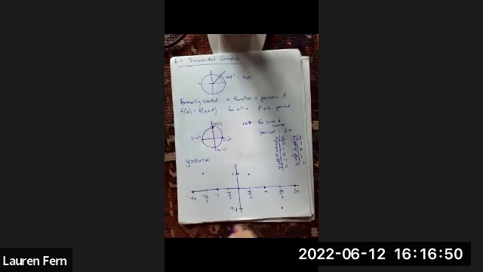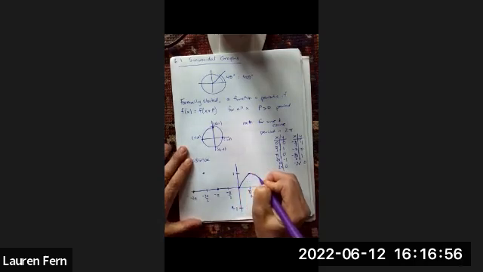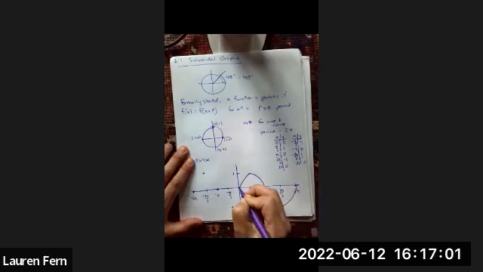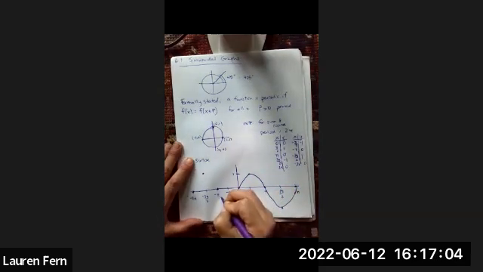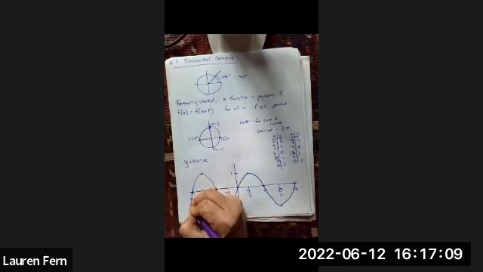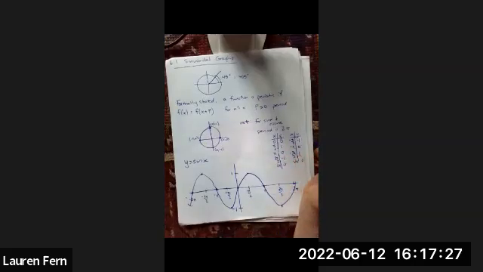And now if I play connect the dots, we get this beautiful sine wave. And it repeats itself. So we say that one full sine wave goes from 0 to 2 pi. All right, notice this came straight from our unit circle.